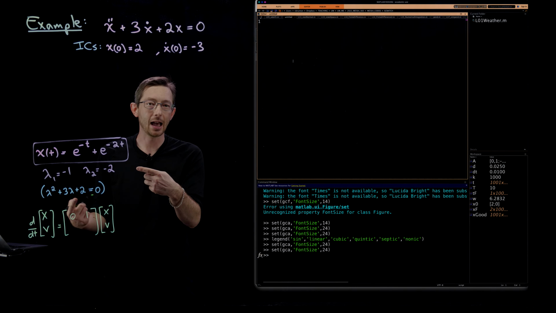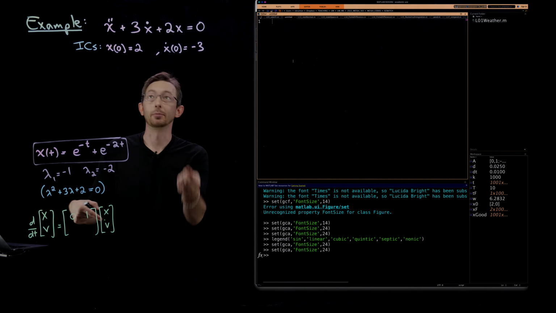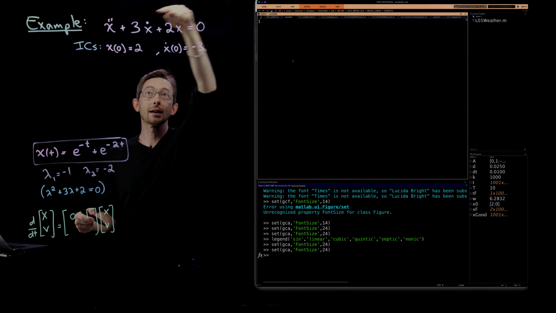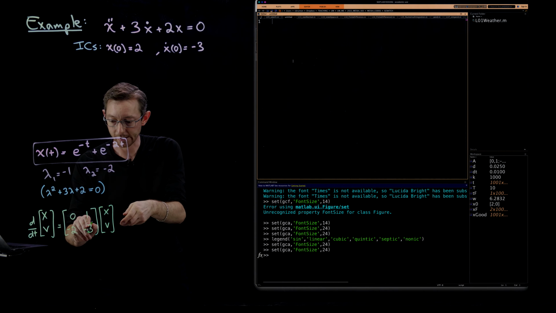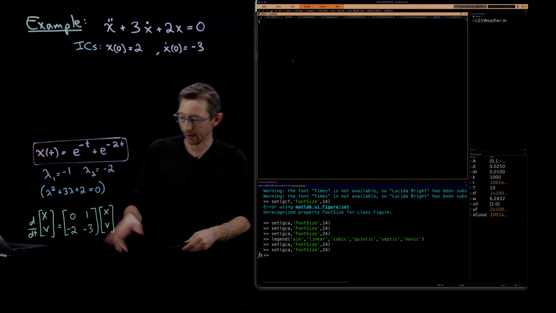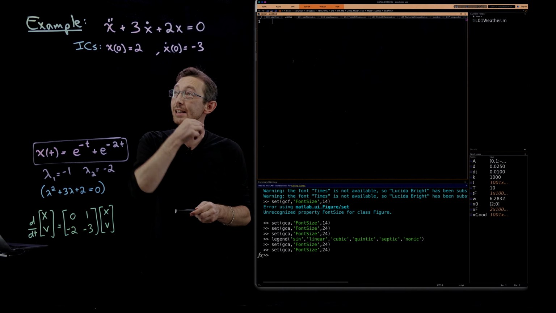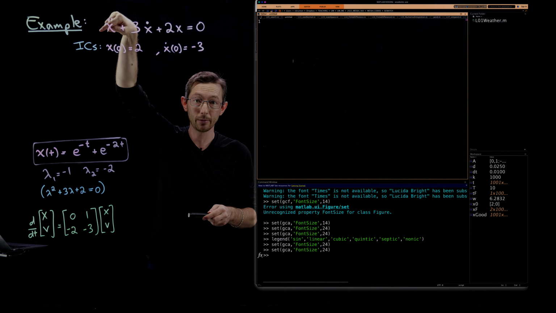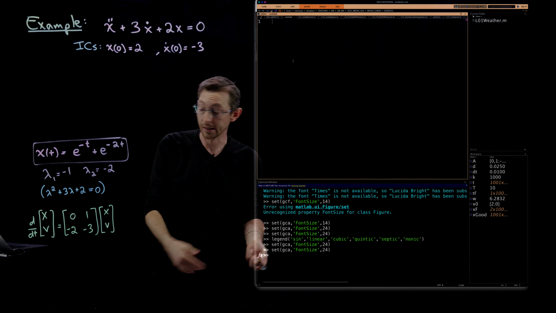And the second row is going to be v dot. V dot is x double dot. If x dot equals v, then v dot is x double dot. And it's all of this stuff if I moved over to the right. So minus 2x minus 3x dot, which is v. Okay? And so this system of equations is equivalent to this single second order ODE in a single variable is equivalent to this system of two first order ODEs in x and v.